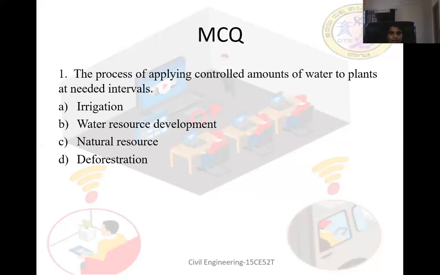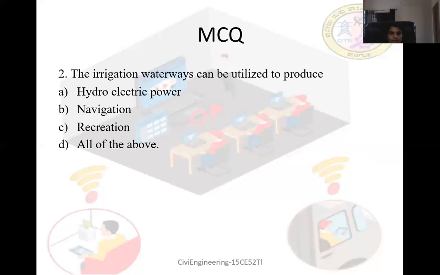Next topic is multiple choice questions. The first one: the process of applying controlled amounts of water to plants at needed intervals is known as irrigation, water resource development, natural resource, deforestation. And the answer is irrigation. Next multiple choice question: irrigation waterways can be utilized to produce hydroelectric power, navigation, recreation, all of the above. And the answer is all of the above.